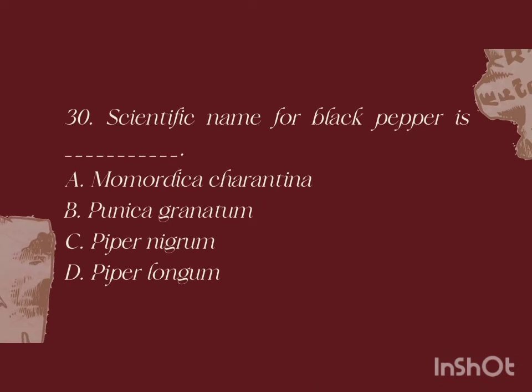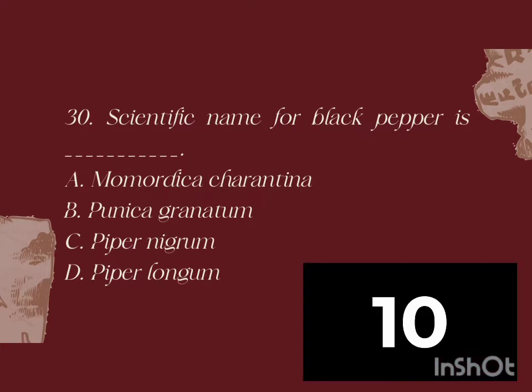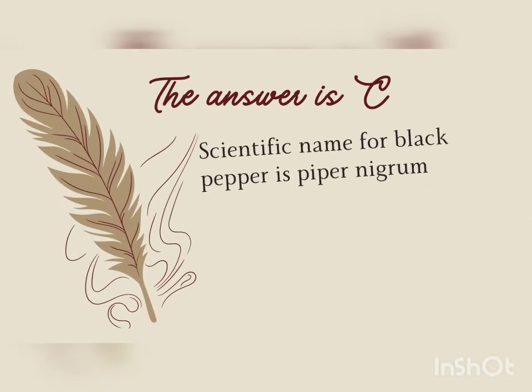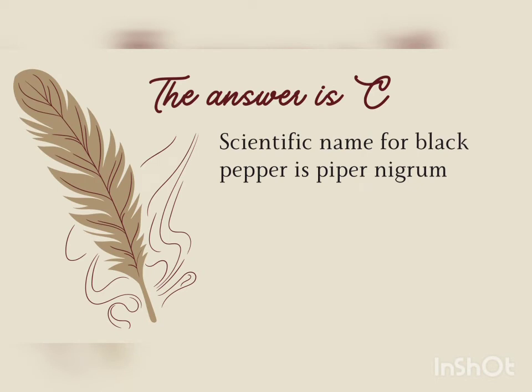Number 30. Scientific name for black pepper is blank. A. Momordica charantia. B. Punica granatum. C. Piper nigrum. D. Piper longum. The answer is C. Scientific name for black pepper is Piper nigrum.